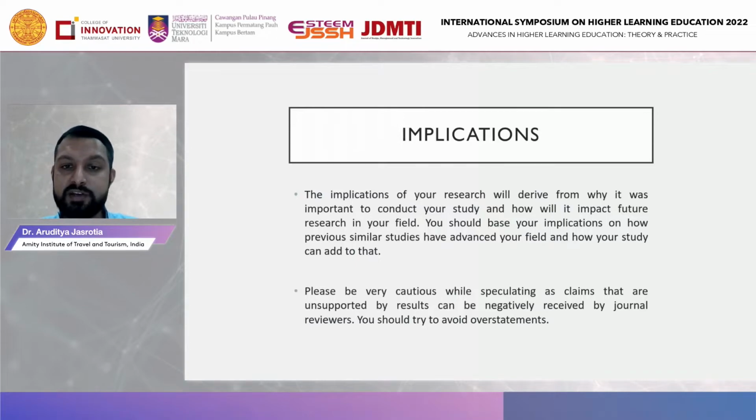You should base your implication on how previous studies have advanced your field and how your study can add to that. You can show that in this area, for example, the area can be, let's say, tourism management, that you can pick one topic and just say that there have been so many studies on this topic, but this thing was missing. So you use the available literature and you have added something new to the literature now. This is how you show the implications of your research. Okay, so research implications is of course more focused on how your study can help or improve the available literature in your area.